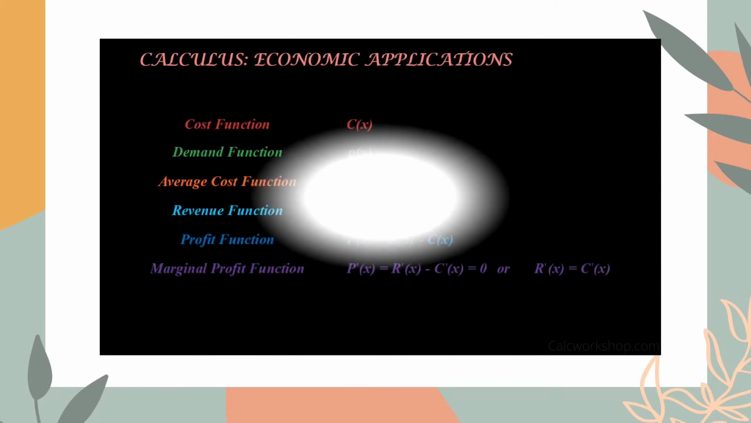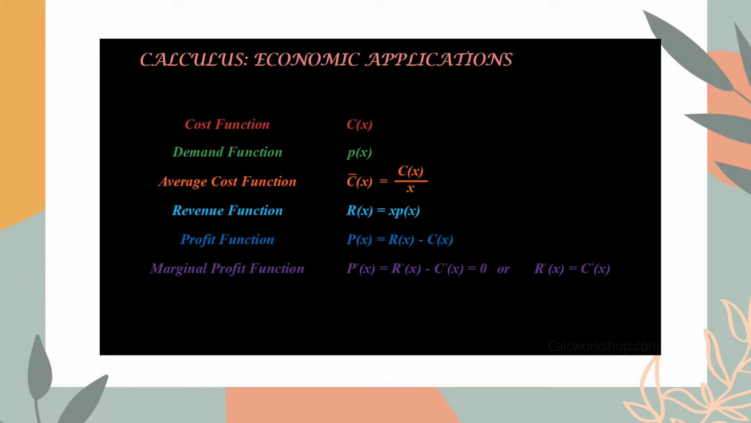Before I jump into the second question, I would like to explain a few economic applications. First, in order to get the average cost function, we must divide the total cost by the quantity. Next, to get the revenue function, we must multiply the price function by the quantity. Thirdly, in order to get the profit function, we must subtract the cost function from the revenue function.